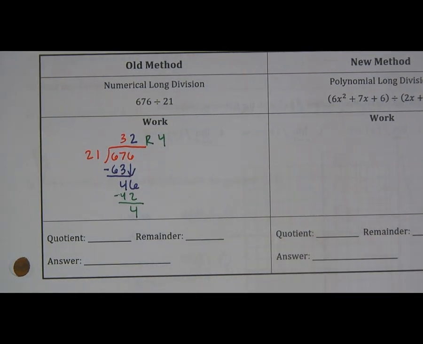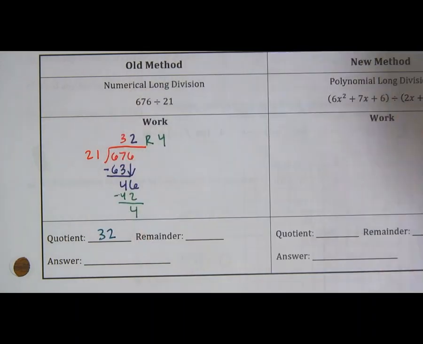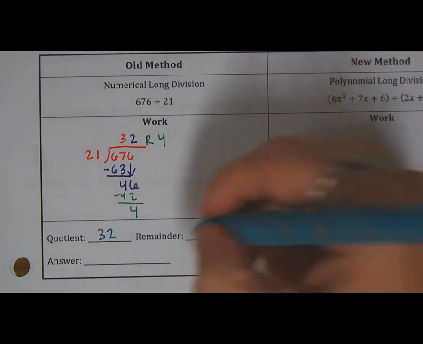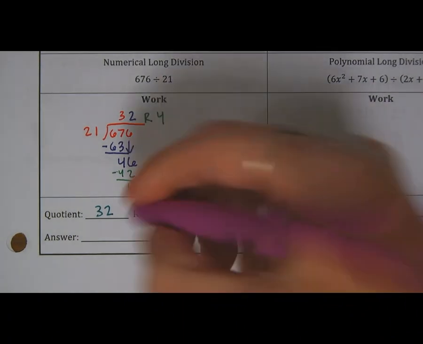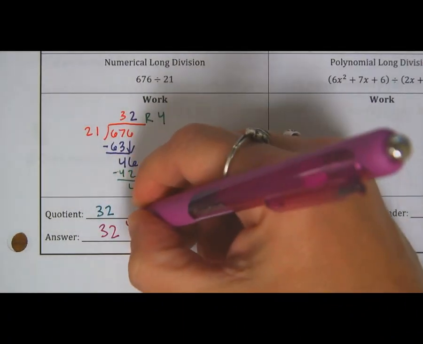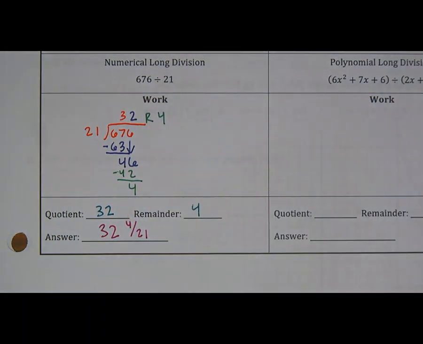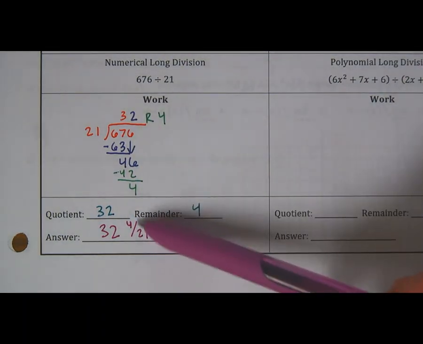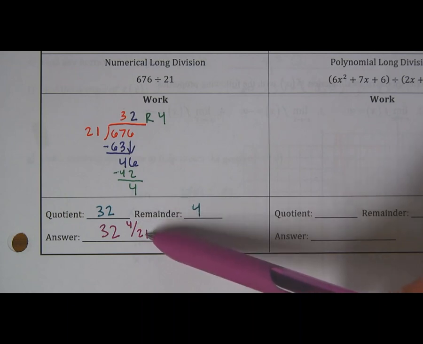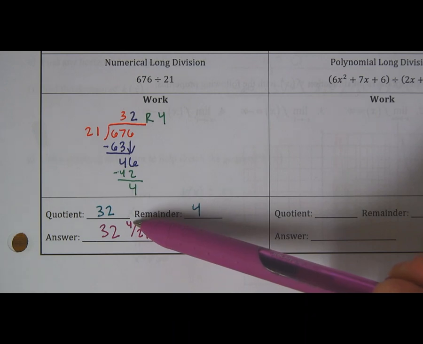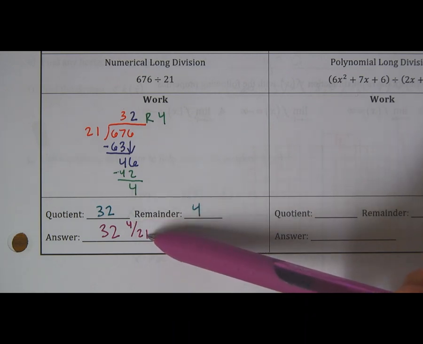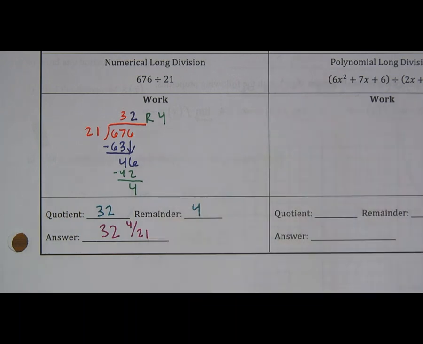So right underneath there, the quotient is 32. That's the part that's before the remainder, and the remainder's 4. But your answer would actually be this, 32 and 4 21sts. Now, where did I come up with that? What 2 parts made this fraction? The remainder goes on top, good, and then what we're dividing by, 21, goes on the bottom. Really good. And all the same rules apply when we start dividing polynomials.